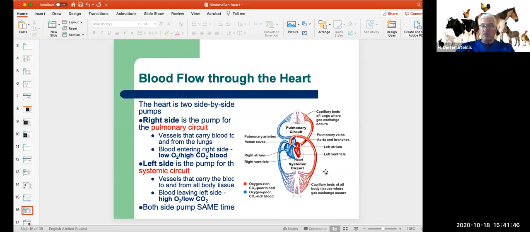Right? So both sides pump at the same time. That is the right side of the heart and the left side of the heart. One side pumping blood into the lungs, the other side, the left side, pumping blood out into the body.